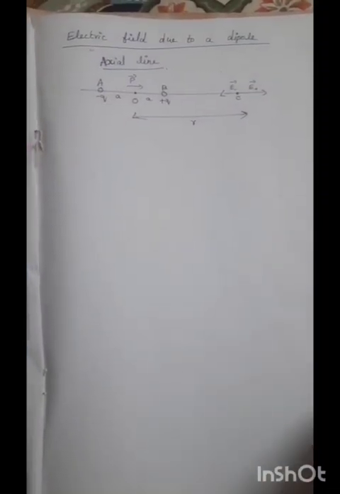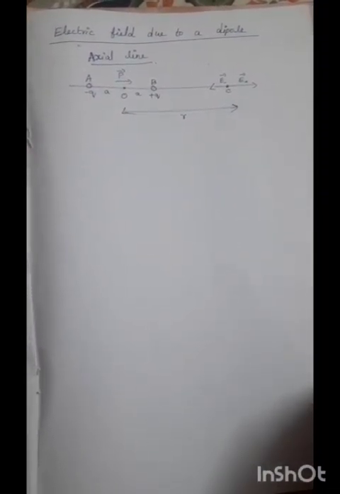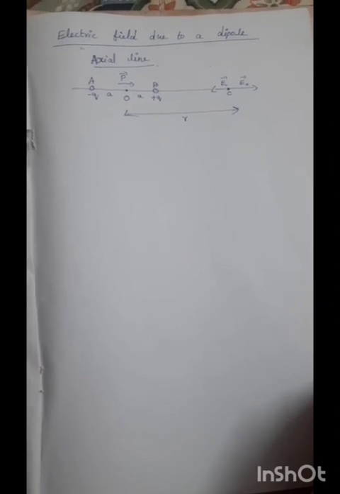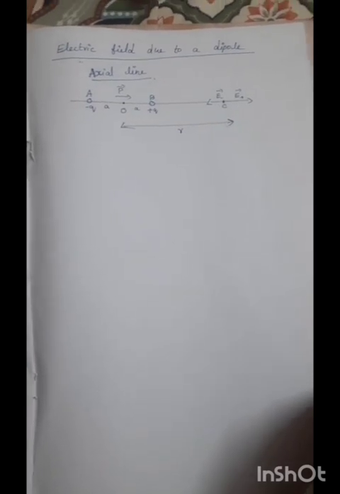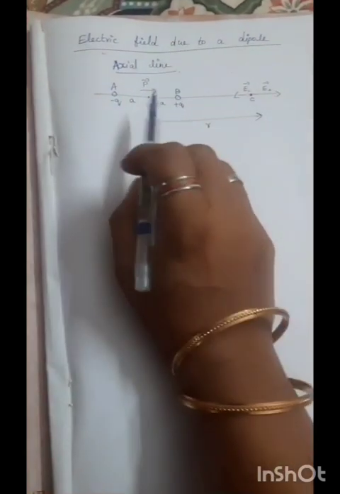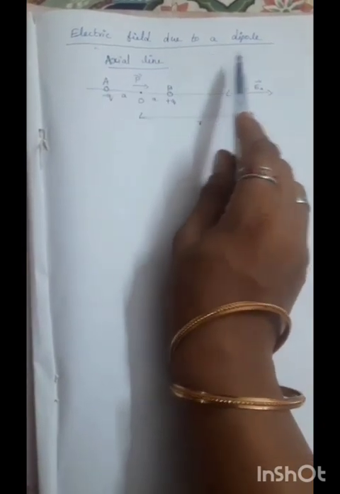Okay, hello children. So today's class we are going to start with the 12th standard portion. So 12th standard physics unit 1 electrostatics. In that I am going to start with the important 5-mark questions. So today we are going to discuss about electric field due to a dipole.